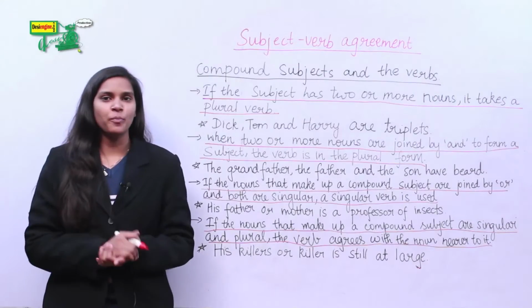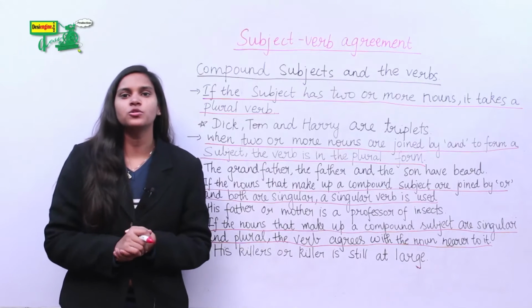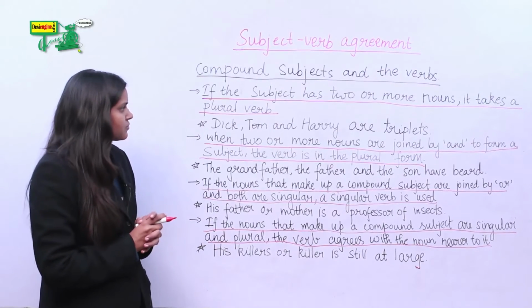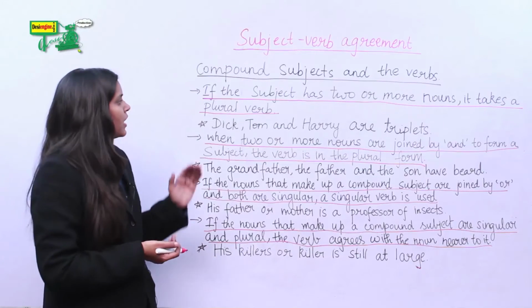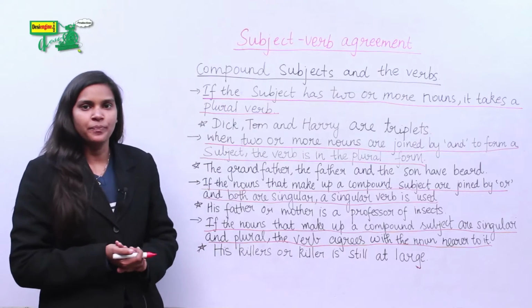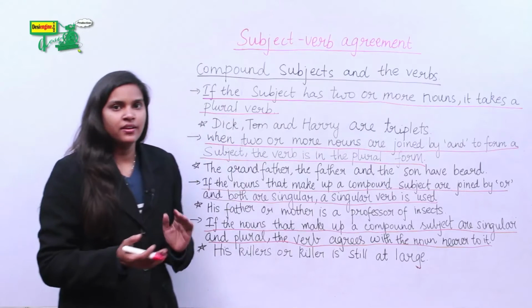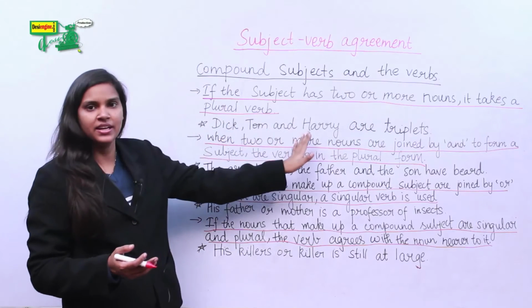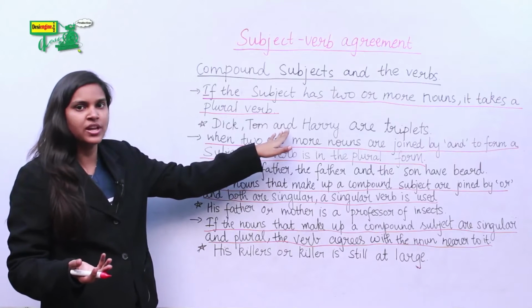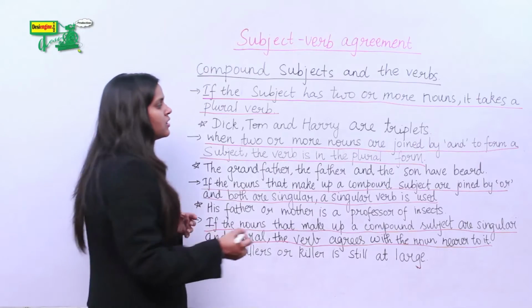In the topic of subject-verb agreement, there are certain rules to be followed when the subject is in the compound form. That is, the first rule is, if the subject has two or more nouns, it takes a plural verb. For example, Dick, Tom and Harry are triplets. Here, the subject Dick, Tom and Harry has three nouns joined by the conjunction and. Therefore, the verb that it takes up is plural.